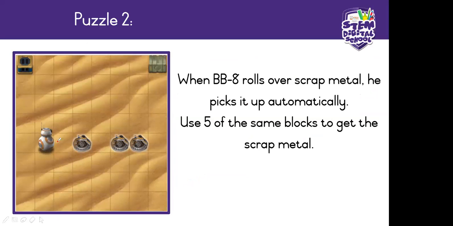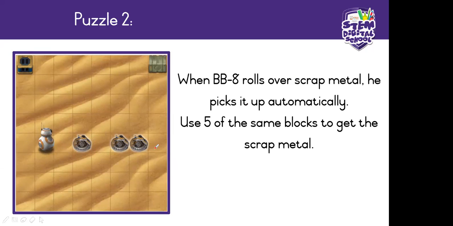And you will see it's just a straight line. Now what I wrote here, I will read to you. When BB-8 rolls over scrap metal, he picks it up automatically. So that means when BB-8 moves over the scrap metal, he will pick it up. His magnetic band will just pick up the scrap metal as he moves over it.